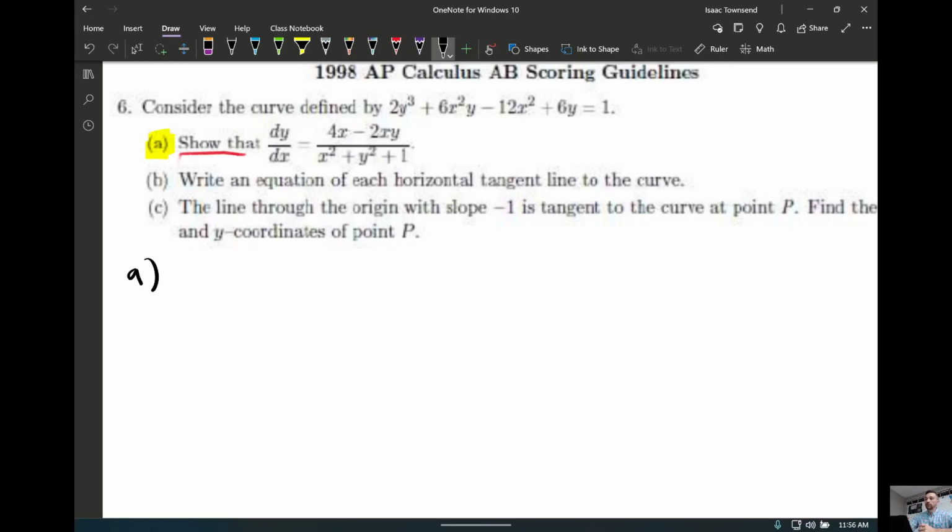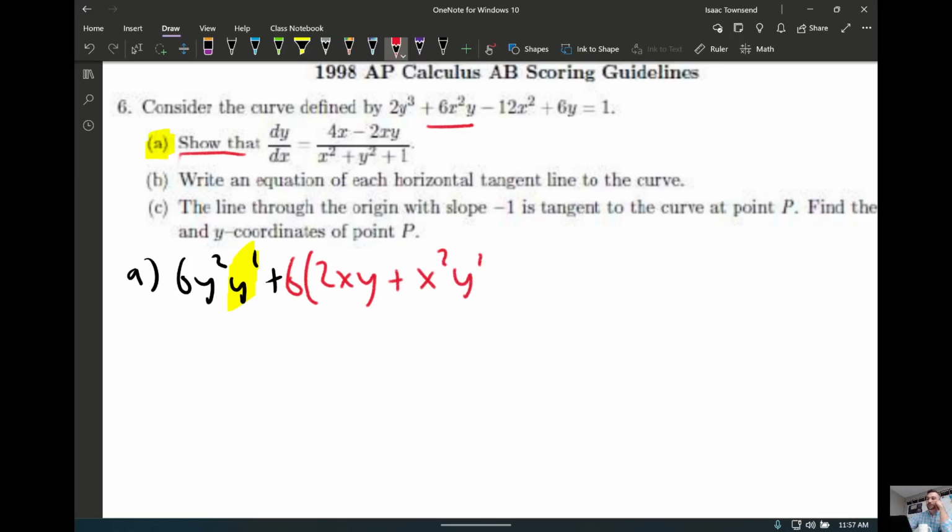Okay, so the derivative of 2y to the third would be 6y squared and a y prime, because I'm taking the derivative of y with respect to x. The derivative of 6x squared y, you're going to have to use product rule. The derivative of x squared with y left alone, plus the derivative of y with x squared left alone. Once again, I took the derivative of y, so I need another y prime.